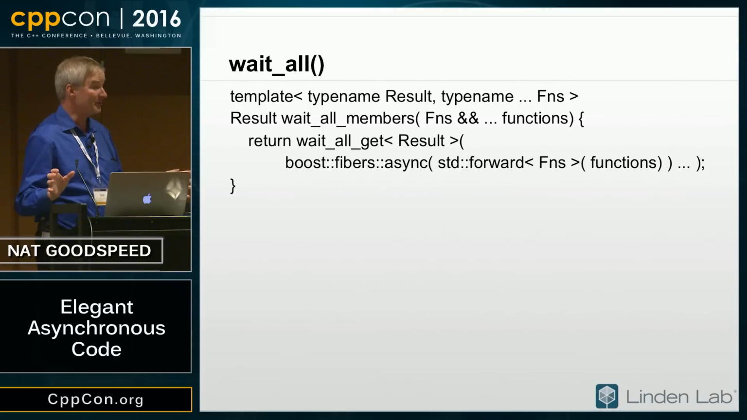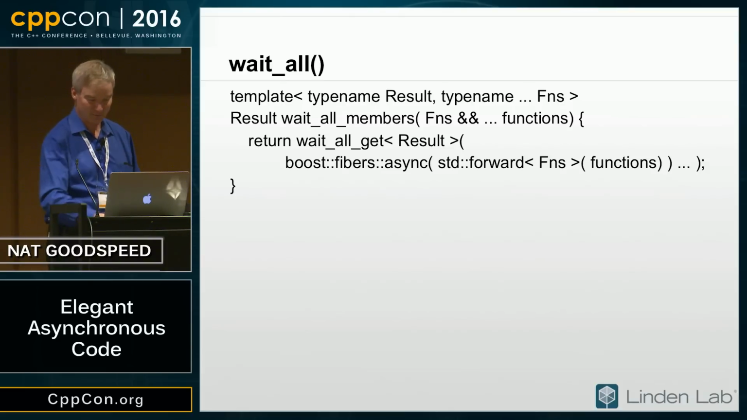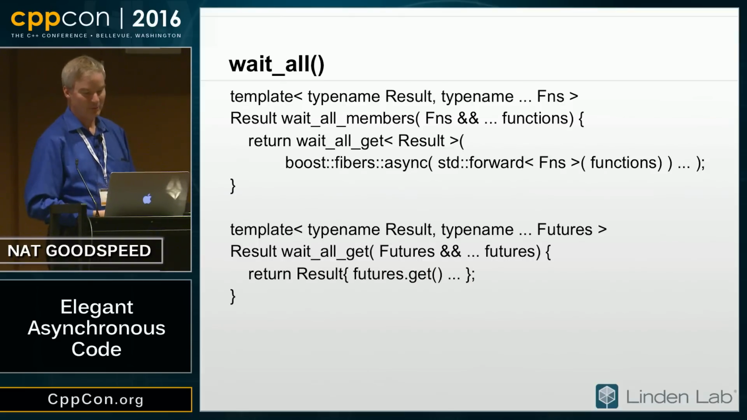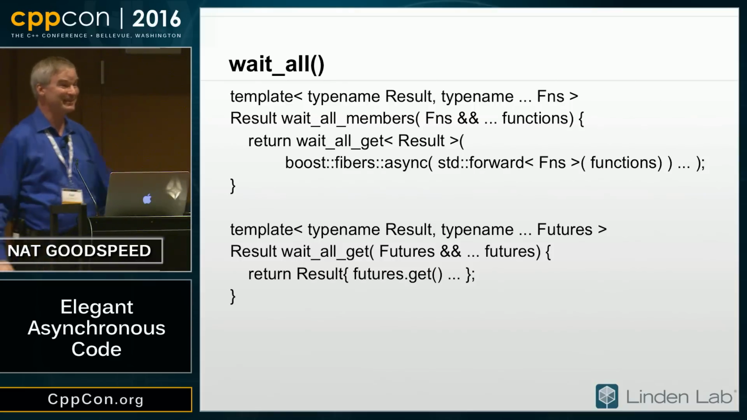So all we have to do is make a bunch of async calls, then pass all the futures down to a helper function, which merely initializes the desired result type with the results from the past futures. Tell me that isn't seriously cool.